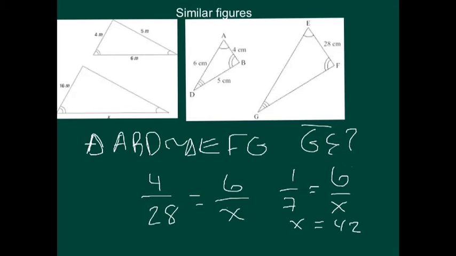I could either use my 4 to 28, which I already used once, and say 4 to 28 is equal to 5 over x. Otherwise, 1 over 7 equals 5 over x. And what I'm finding now is GF. Because I already found GE, now let's say I want to find GF. X equals 35.